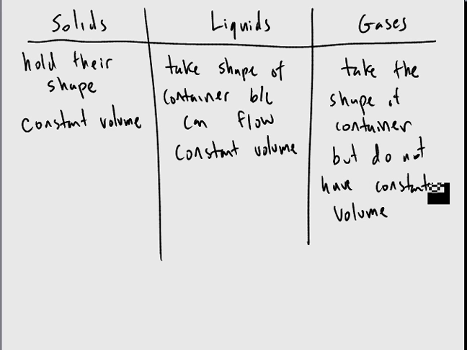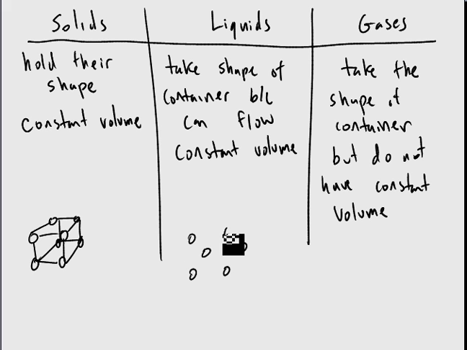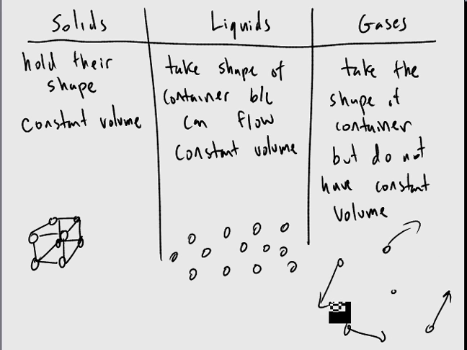And if I were to draw these solids, liquids, and gases with little circles representing the atoms or molecules, the solids would look something like this. The liquid would look something like this. And the gases would look something like this. And I'll show arrows just to show their velocities. They're just zooming around.